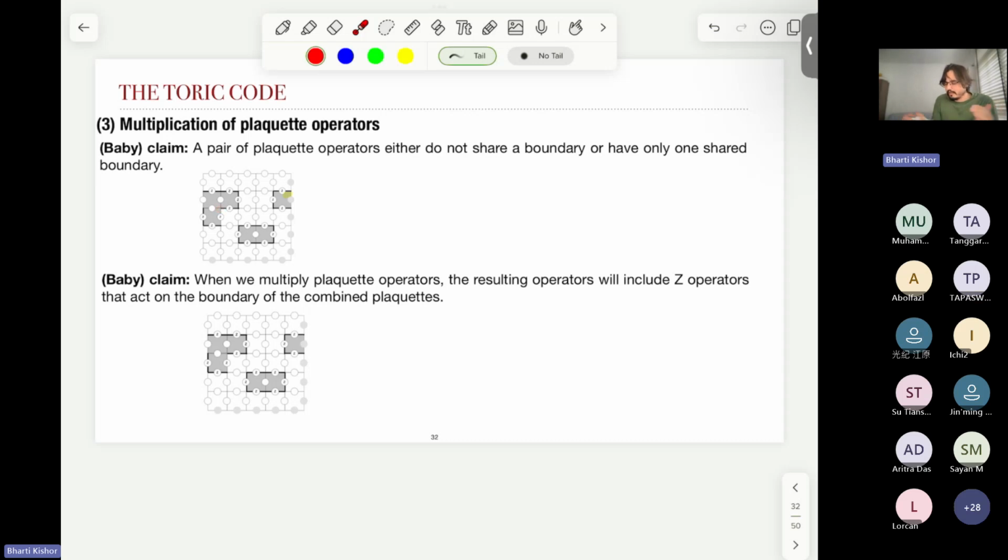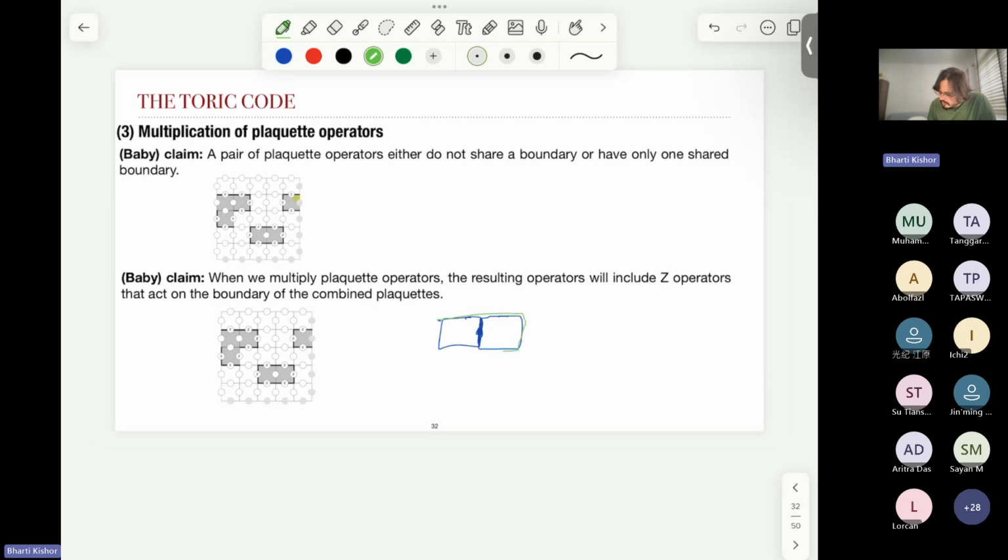I mean, it expands. Yeah. So when you multiply plaquette operators, the resulting operator will include Z operators that act on the boundary of the combined plaquette operator. So you have, let's say, something like this, and then another operator. Now, what happens is that here everything multiplies and becomes identity. So what you are left with is just this.